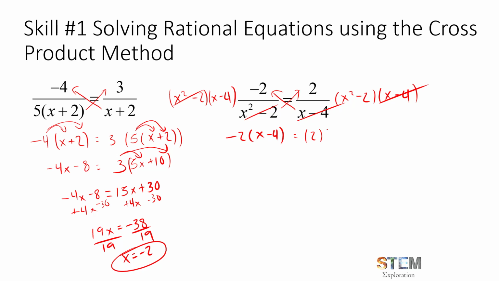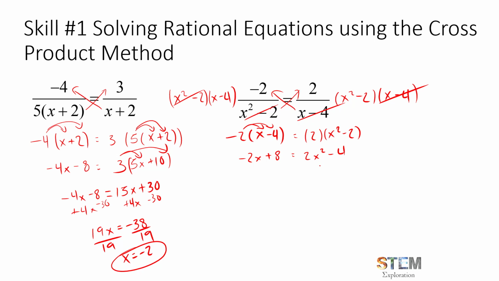And then we'll go 2 times x squared minus 2. Right, this 2 is this 2. All right, so let's go and distribute. And we'll go negative 2x plus 8. And we'll get 2x squared minus 4.